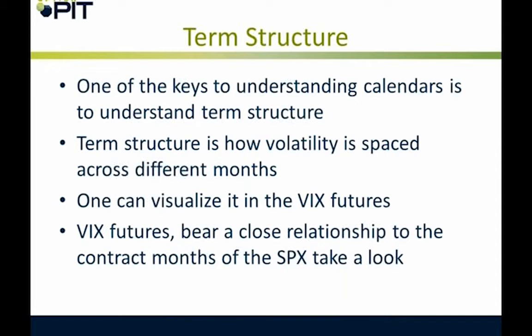And the key to understanding the calendar is to understand term structure. Term structure is going to be the number one thing that drives trading in a calendar: overall volatility and term structure. Does everybody know what term structure means? I'll explain in a second. Think about term structure as the relationship between the different months or weeks. And VIX futures bear a very close relationship to how the contract months look in the S&P 500.